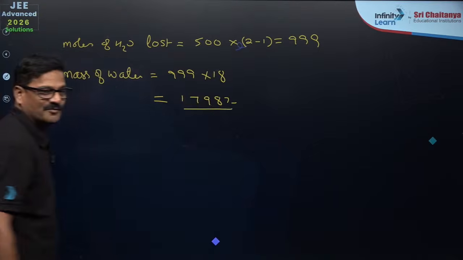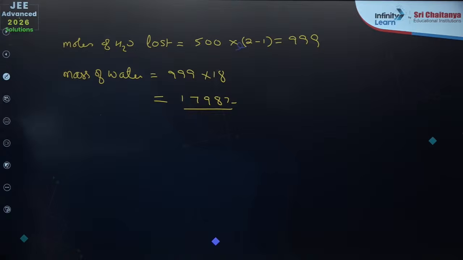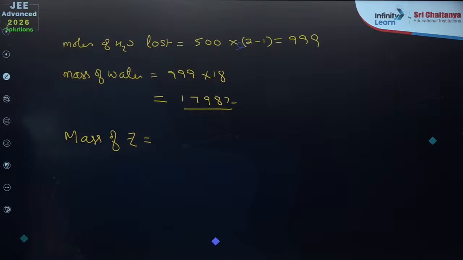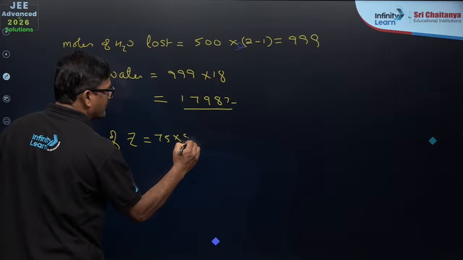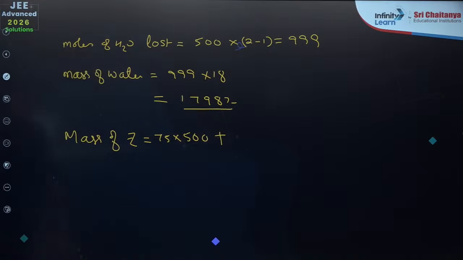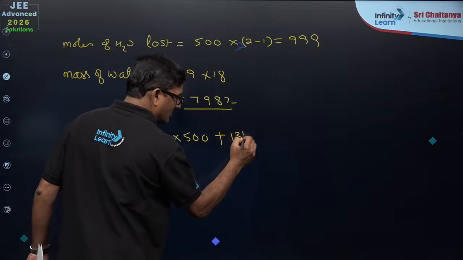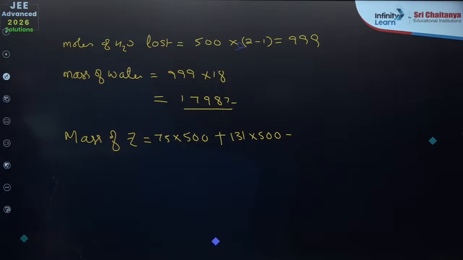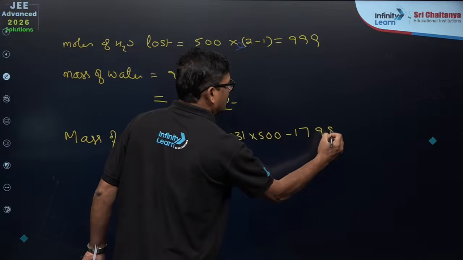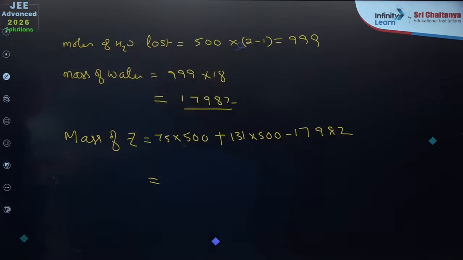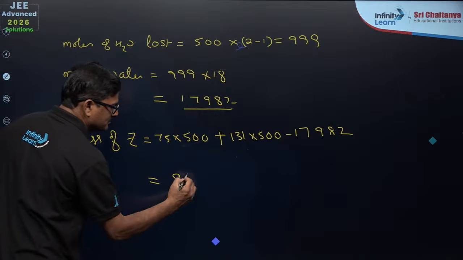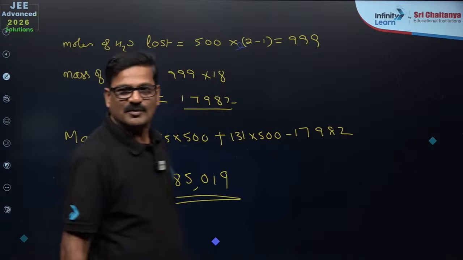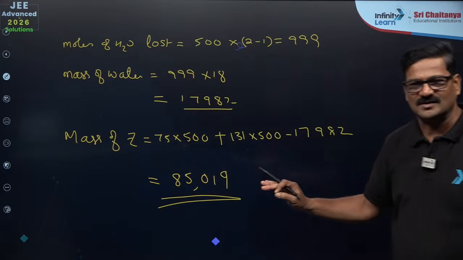So you have almost reached the point. On doing so, the mass of Z polymer is going to be 75 into 500 plus 131 into 500, the molecular masses of these, minus the water loss, 999 into 18, that is 17,982. On solving this, you will be getting 85,019. So this is your answer for this question. It's a numerical type, you can write it meticulously.